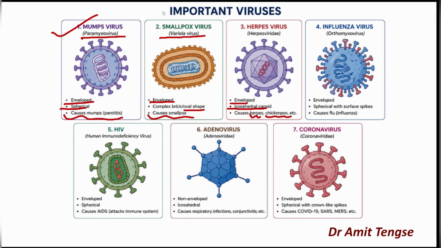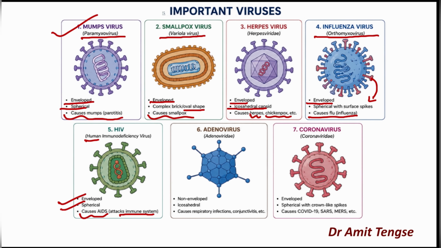The fourth example is the influenza virus, that is the orthomyxovirus. These are enveloped, spherical with surface spikes. They cause flu. Now the HIV, human immunodeficiency virus. These are enveloped, spherical and cause AIDS, that is acquired immunodeficiency syndrome, and it attacks the immune system.